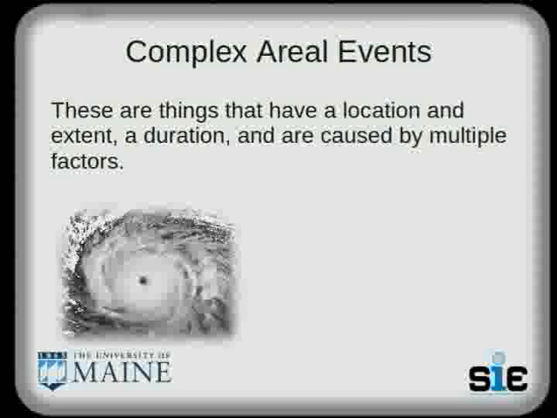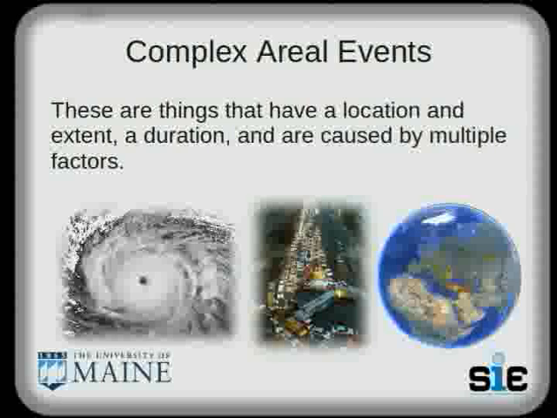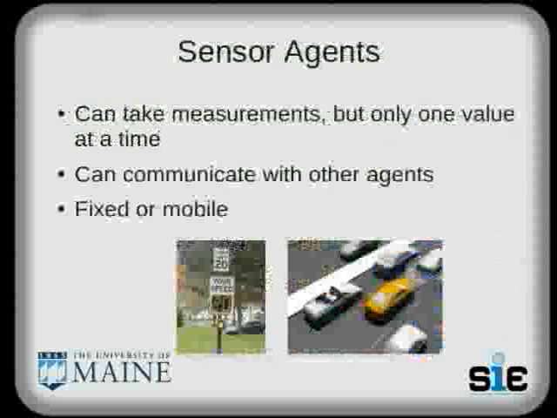Complex areal events such as hurricanes, traffic jams, and pandemics are simple for people to understand. However, these events are complex combinations of many factors. This research looks at how we can form a useful picture of these sorts of geographically dispersed events based only on data from simple sensor devices embedded in the environment.